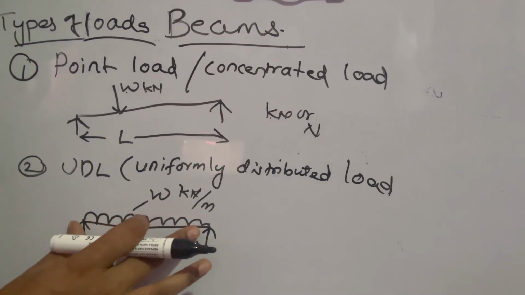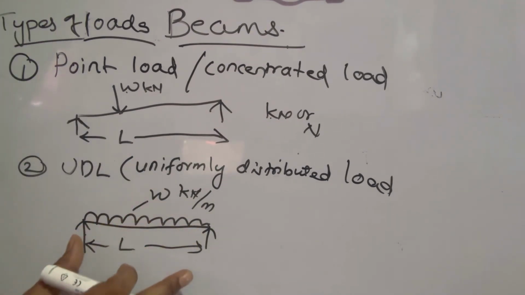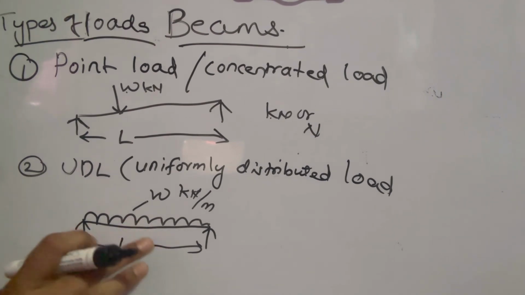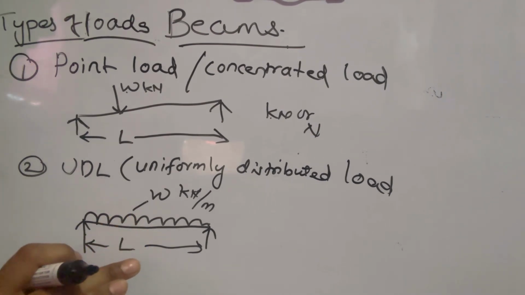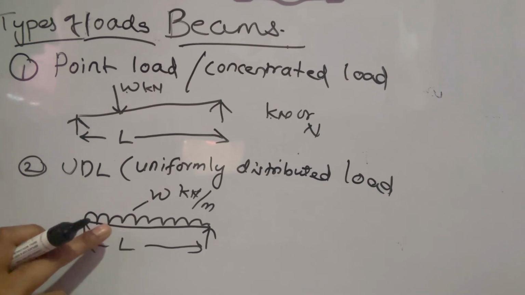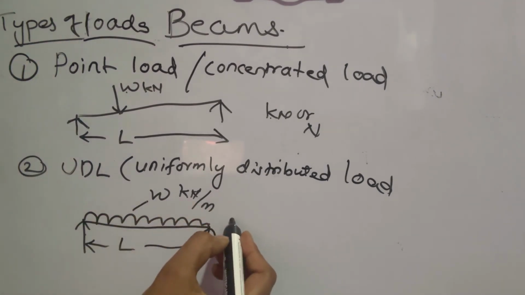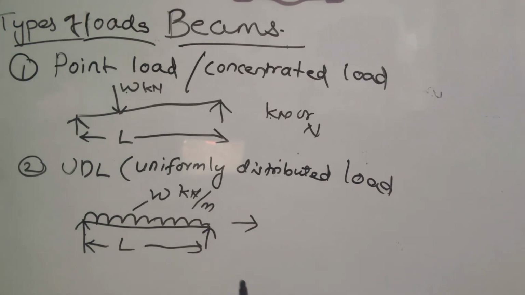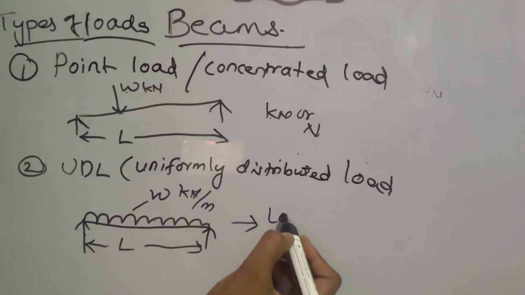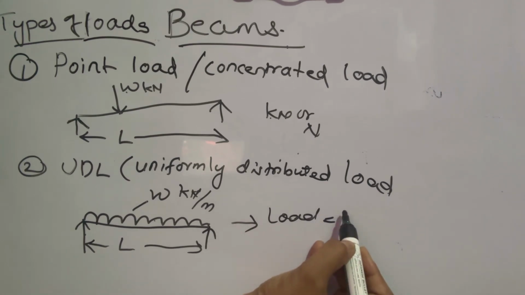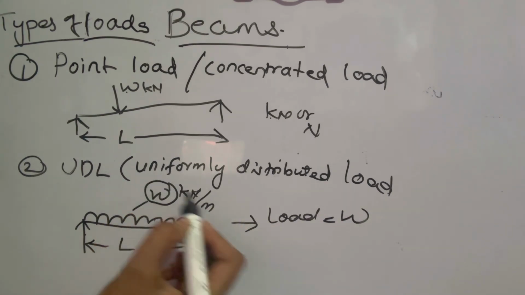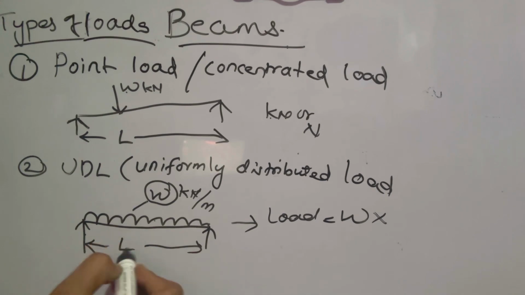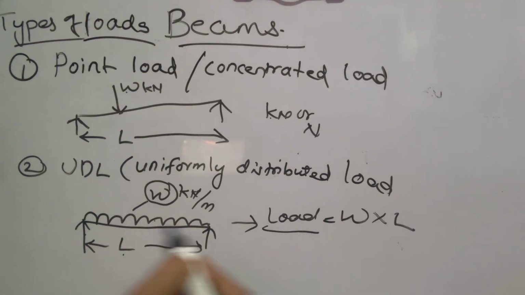And whenever we are solving any problem, the first thing is to convert this UDL into the point load. So how will you convert the UDL into point load? You have a formula, that is the load into the length. Length means the distance over which the UDL is acting. So the intensity of the load into the span over which it is acting. So the first thing is to convert this into point load.